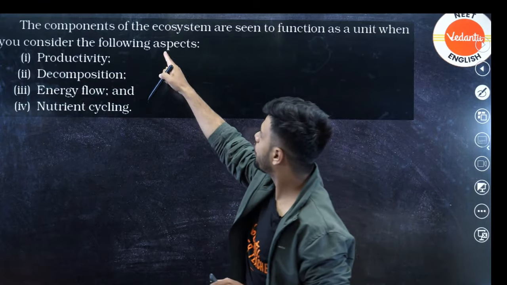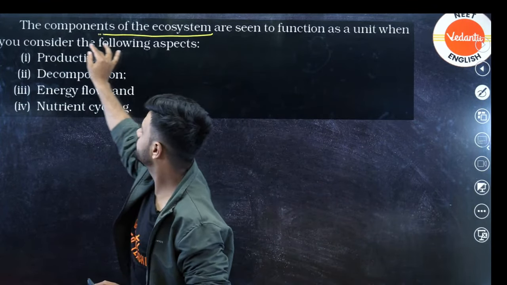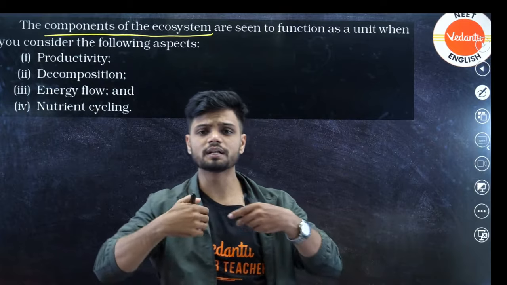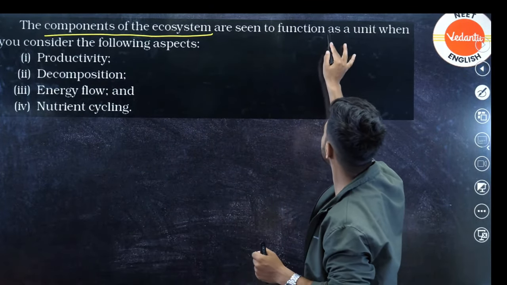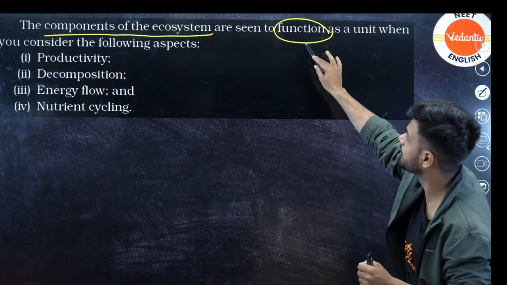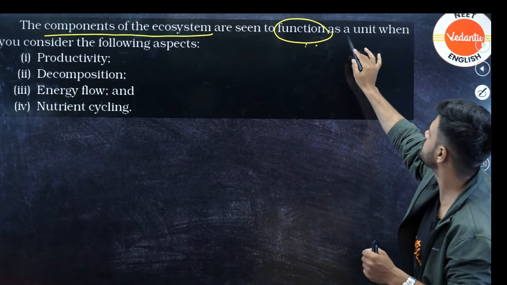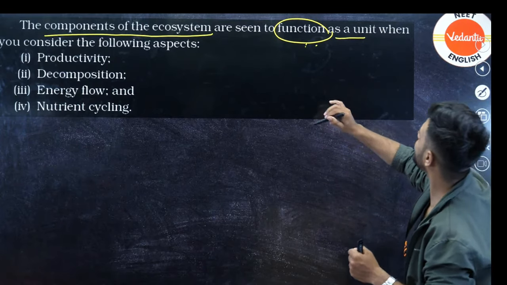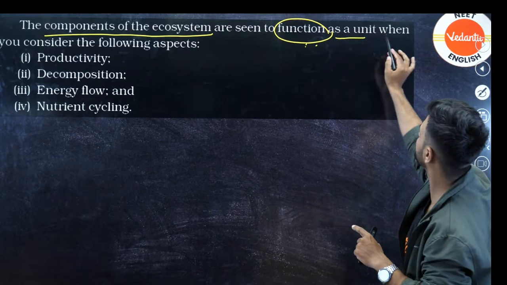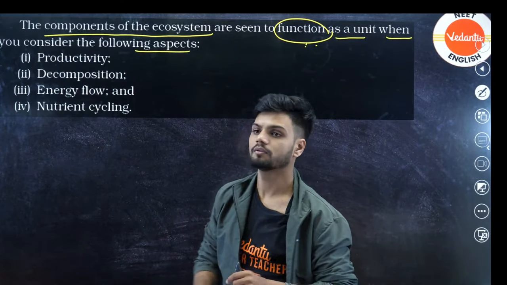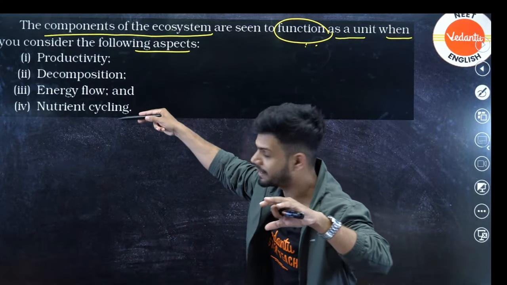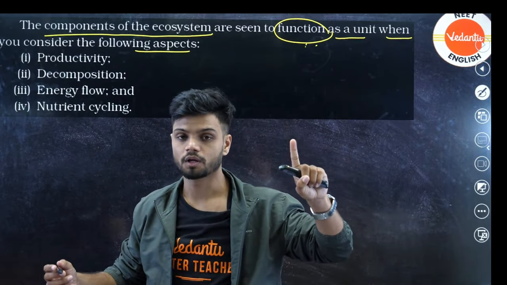Next paragraph. The next paragraph is important. The components of ecosystem. The different components of ecosystem are seen as functioning as a unit. Very important line. They function as a unit when you consider the following aspects. Remember I told you in the starting, what is a system?